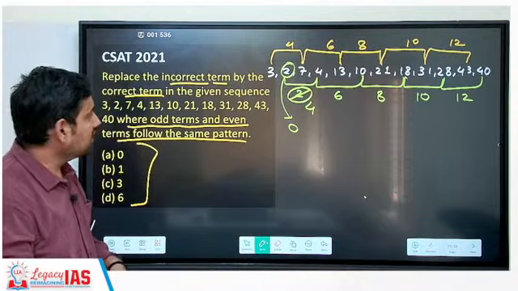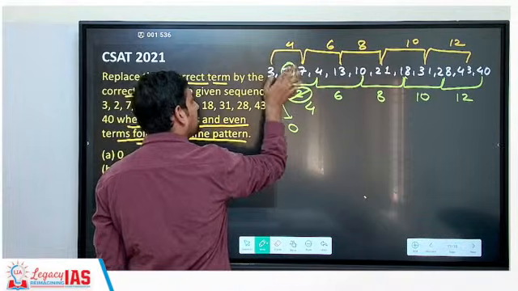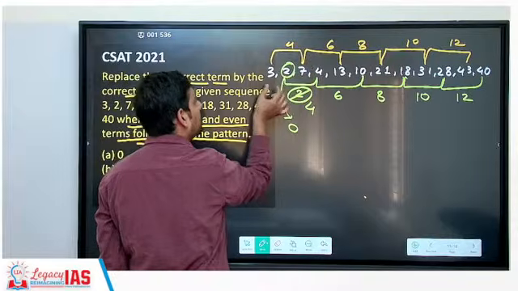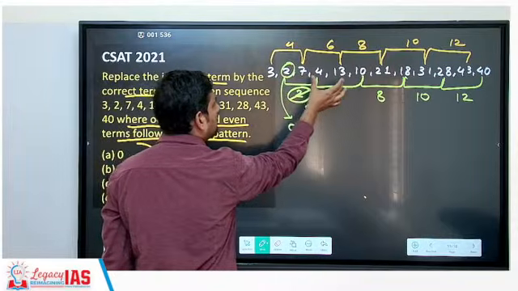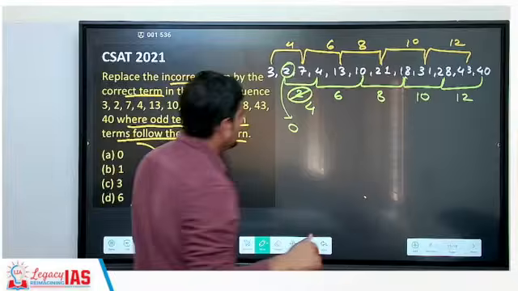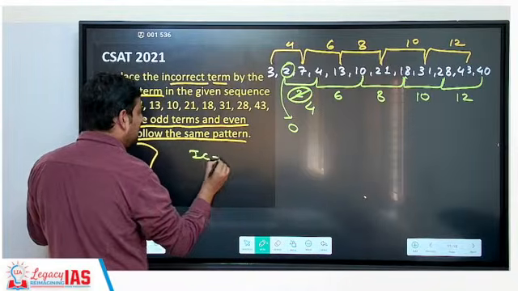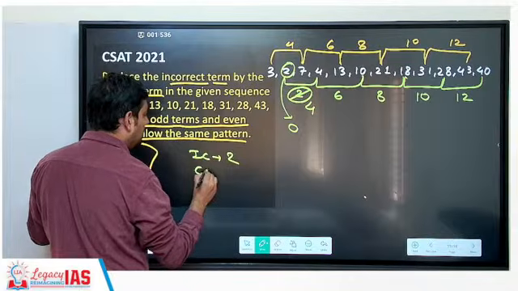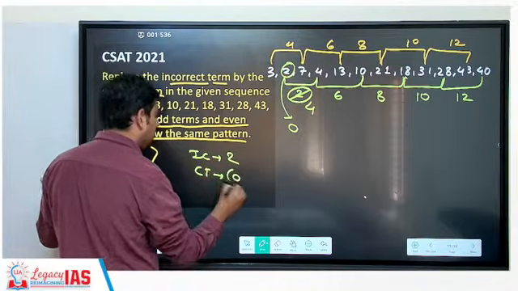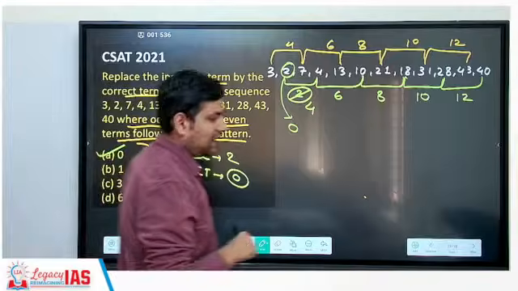Now can you see the difference? If instead of 2, just observe this green one, so this is like 0. Now 0 and 4, the difference is 4, then 6, 8, and 12, everything is taken care of. So what is the incorrect term? The incorrect term is 2, and the correct term that should replace it is 0. So the answer becomes A, 0.